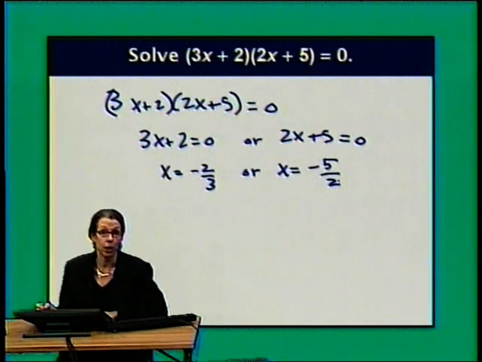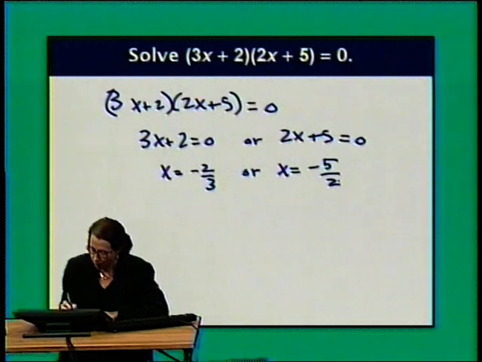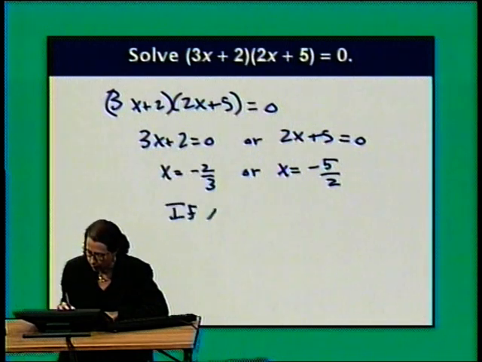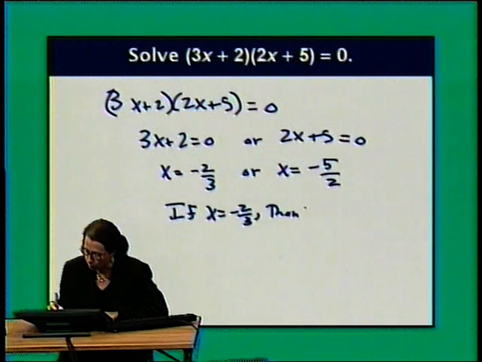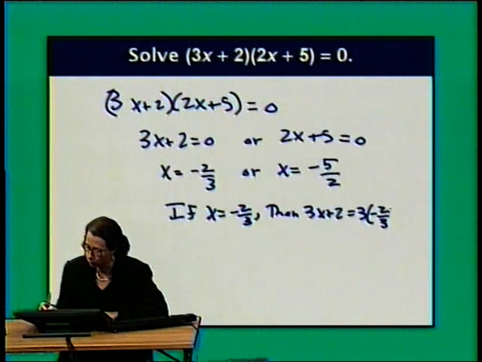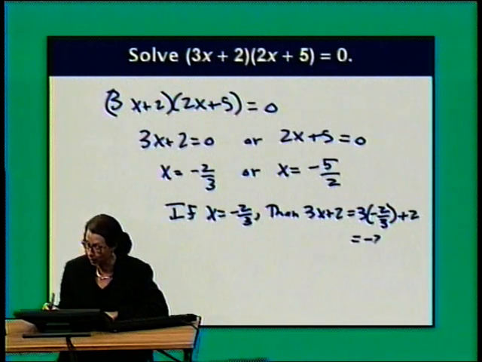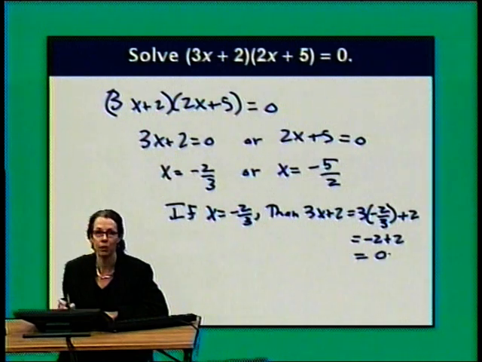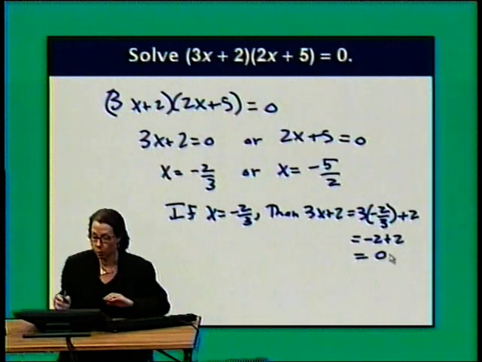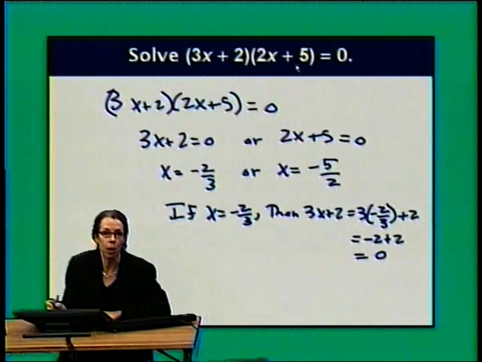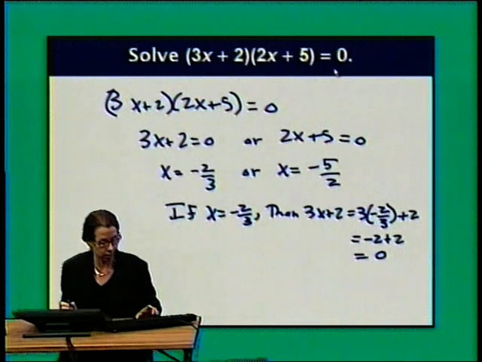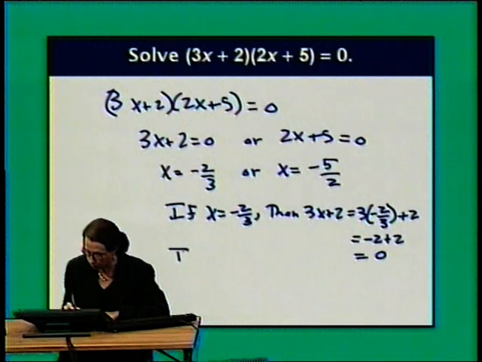So now let me check my solutions. Here, the check's a little bit easier. For example, if x equals -2/3, then the expression 3x plus 2 equals 3 times -2/3 plus 2, and 3 times -2/3, that's -2 plus 2, that equals 0. Now that's enough of a check, because now I have 0 times some number equals 0. That's all I need.